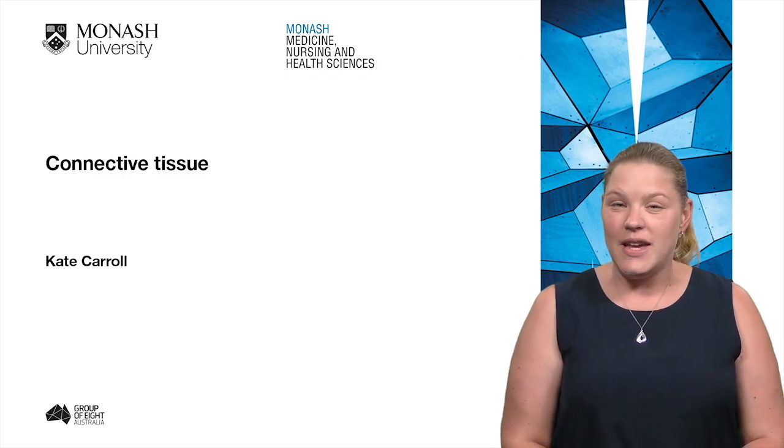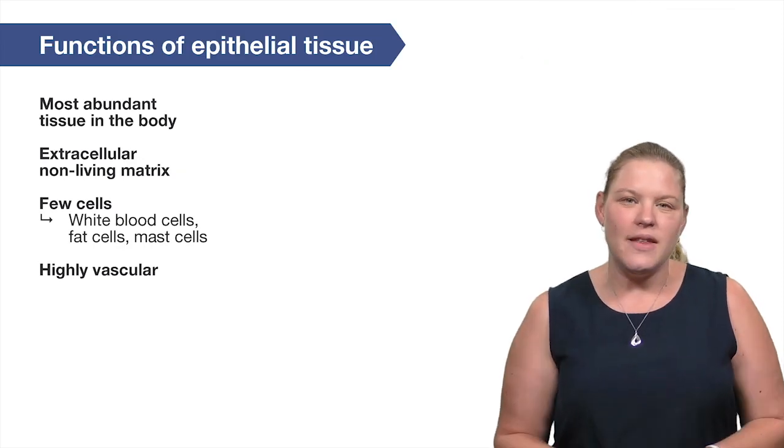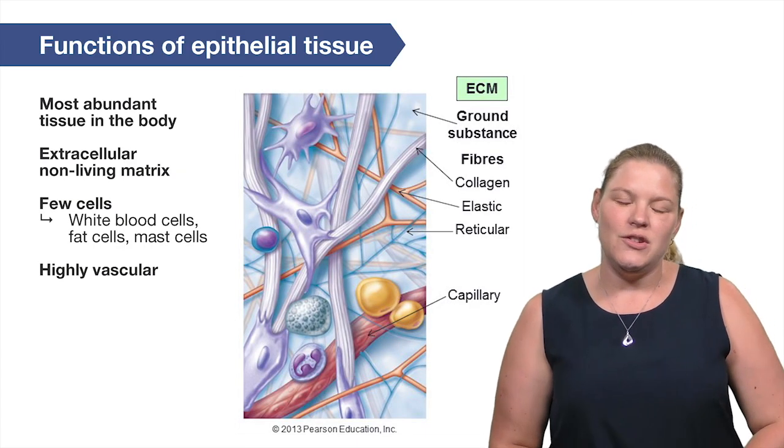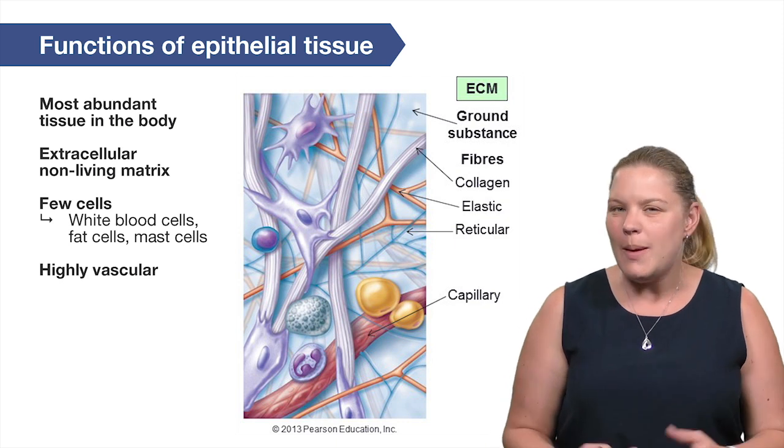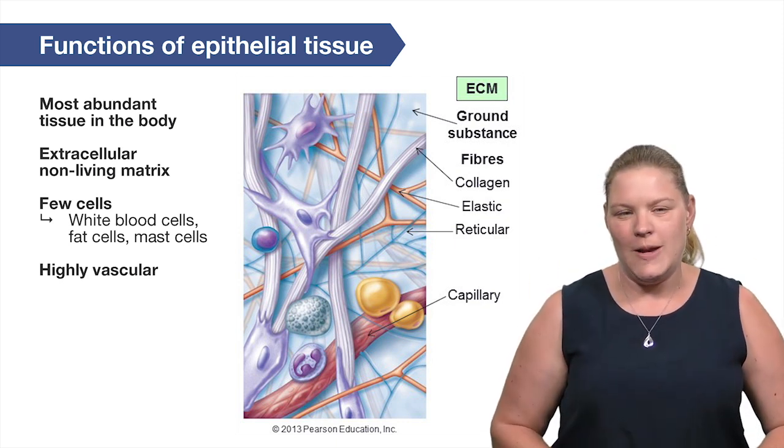Connective tissue is the most abundant tissue type in the body. If you took away all of the other tissue types and just left connective tissue, you'd still look like you. We might be a little bit skinless, but you'd still have that main structure of your body.